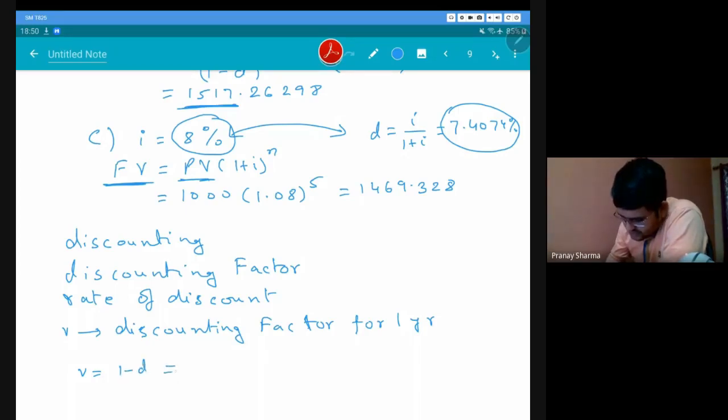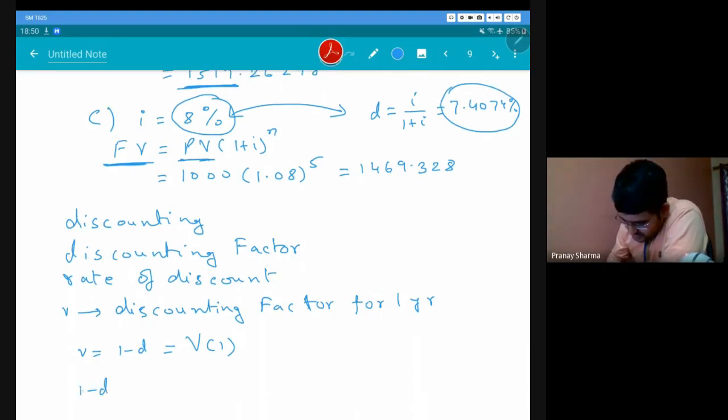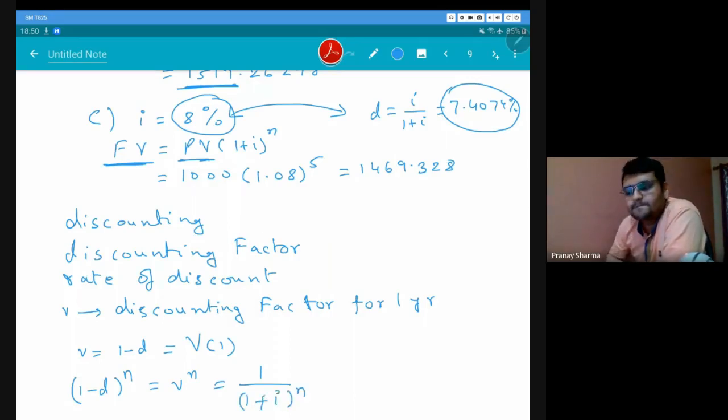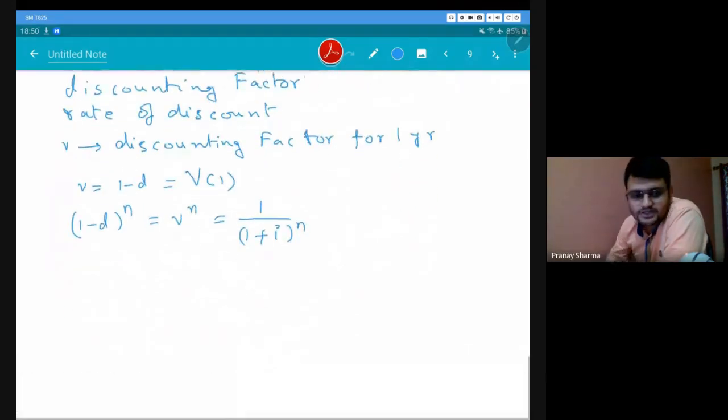Or you can say capital V 1, discounting for 1 year. So whenever we use 1 minus d raised to n, we can write it as v raised to n. This is just for writing purposes, nothing else, so that we don't need to write 1 minus d raised to n. Also, whenever we need to write 1 by 1 plus i raised to n, we can use v raised to n. It's just a symbol for writing purposes. We'll be using that a lot later on.